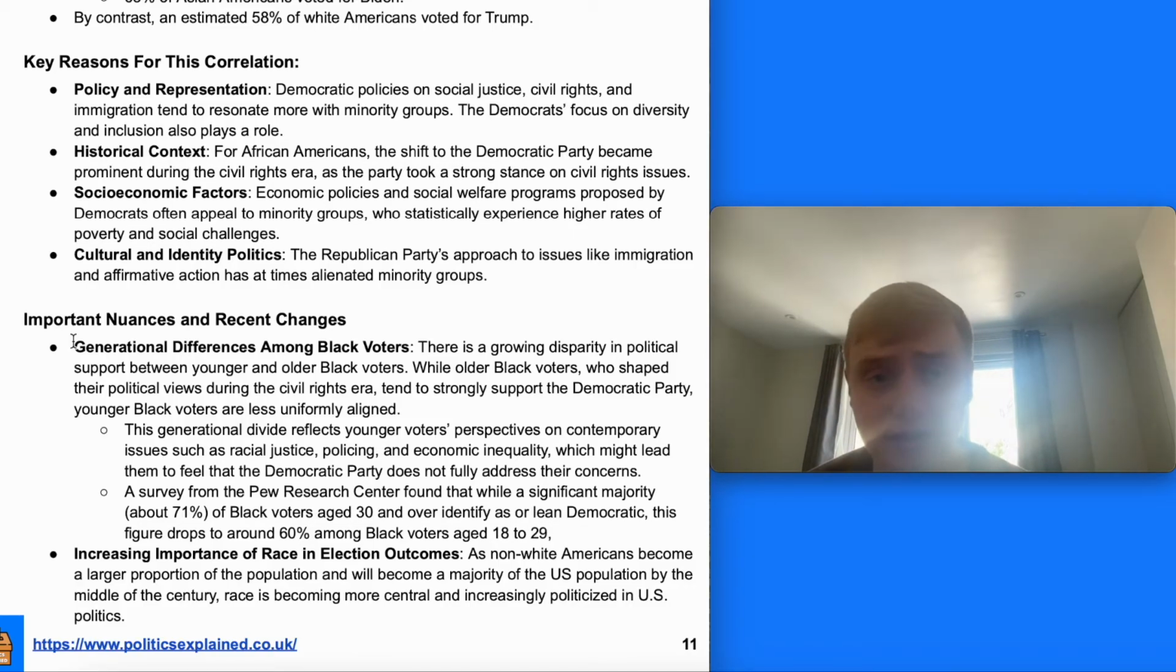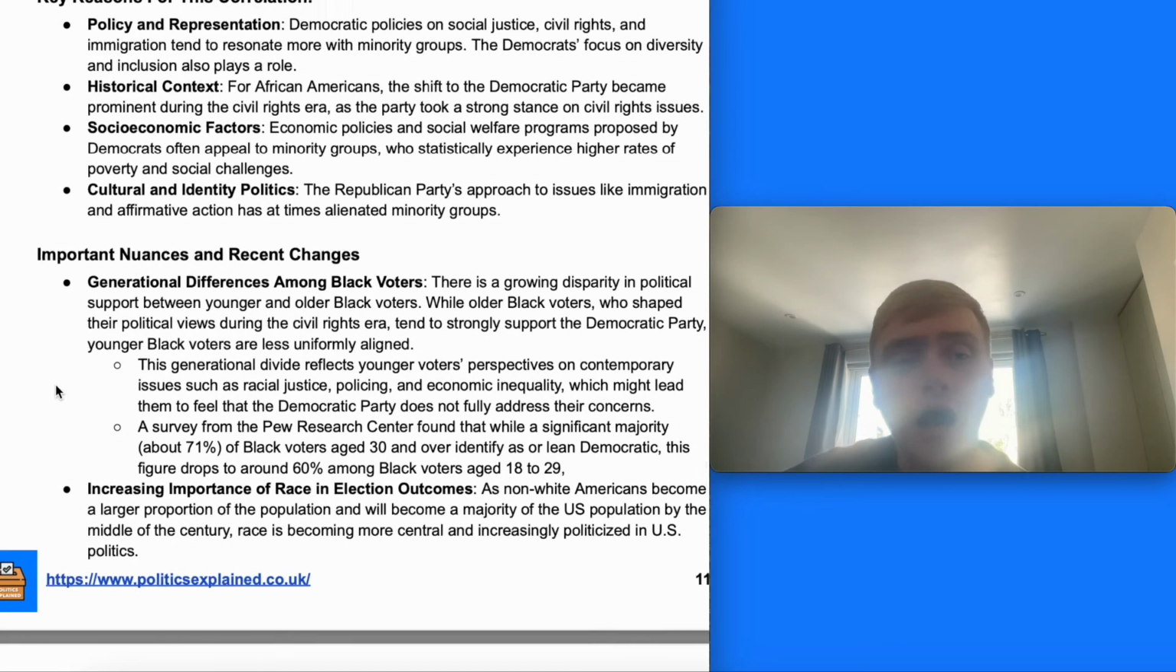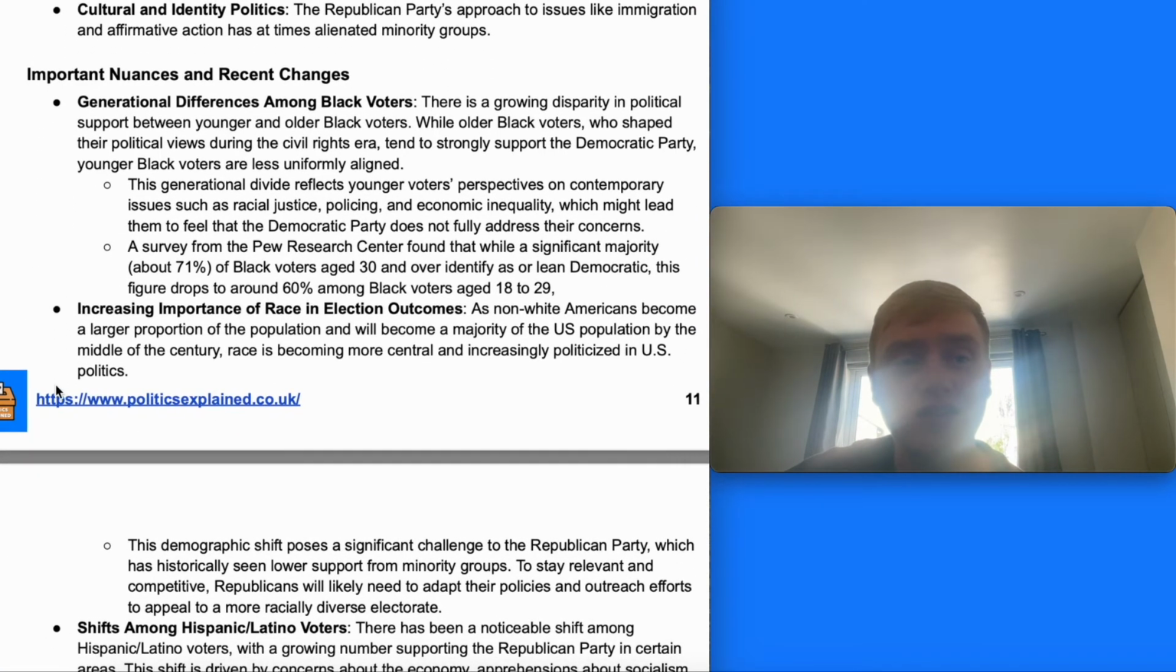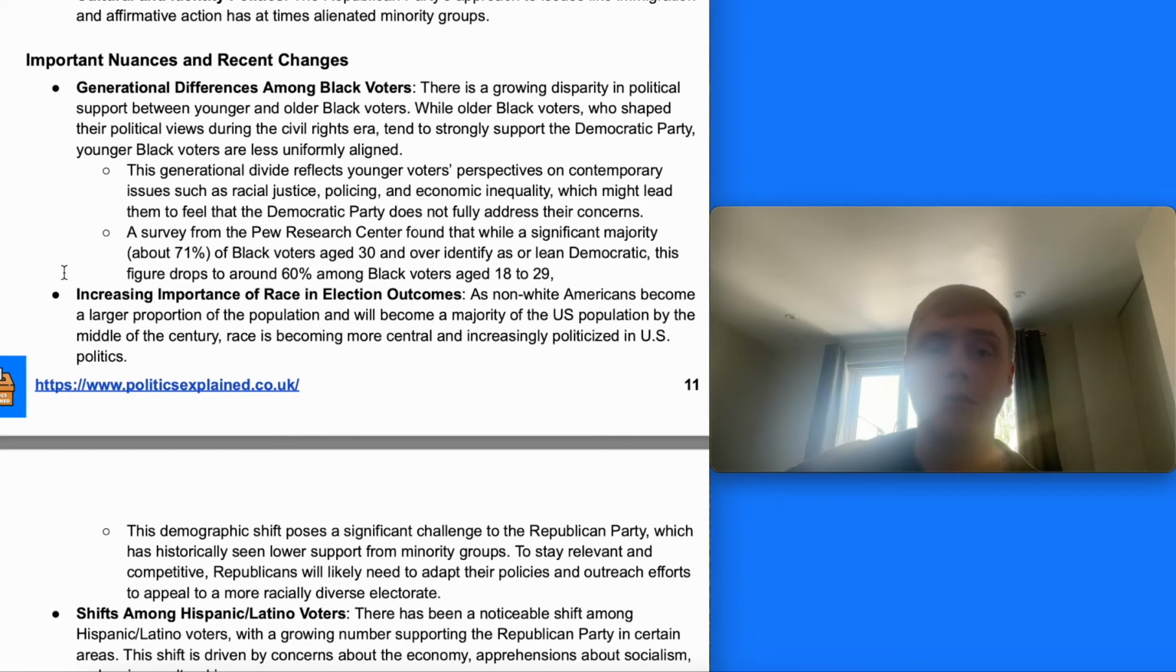There's also socioeconomic factors, so economic policies and social welfare programs proposed by the Democrats often appeal to minority groups who are statistically more likely to be poor and face social challenges than white Americans. And the Republican Party's approach to issues like immigration and affirmative action has also at times alienated minority groups. There are important nuances and recent changes, though, with a significant generational difference among Black voters.